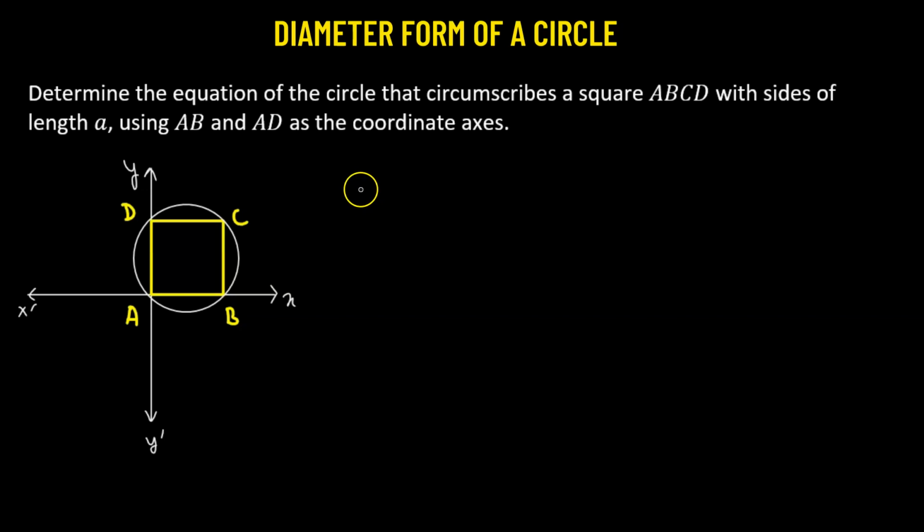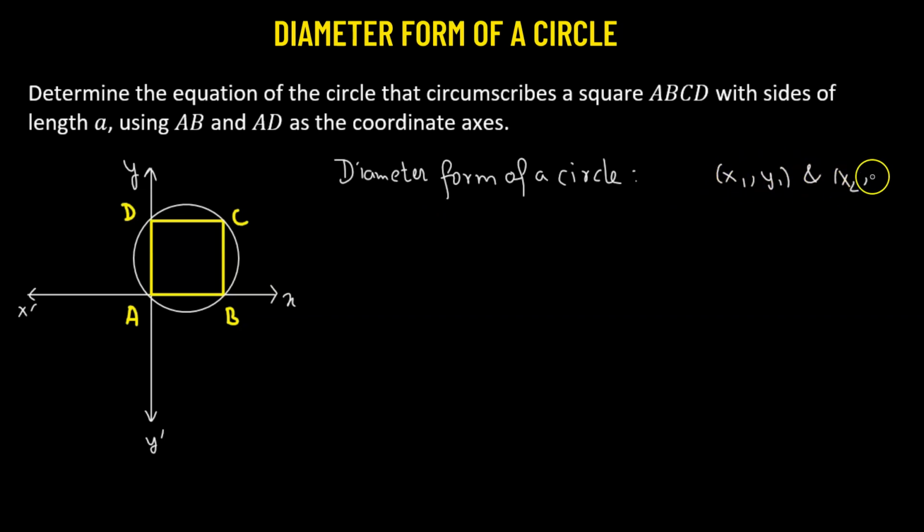For this, we are going to use the diameter form of a circle. The diameter form of a circle states that if we know the endpoints of the diameter, so let's say the diameter has the endpoints given by (x1, y1) and (x2, y2), then the equation of the circle will be given by (x minus x1)(x minus x2) plus (y minus y1)(y minus y2) equals 0. This is the diameter form of a circle.